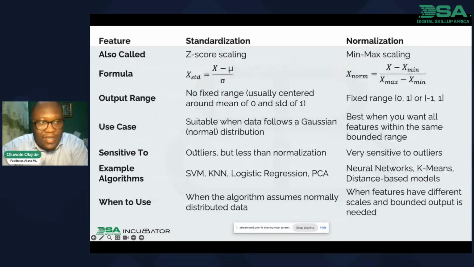The use case, I said, is suitable for when your data follows a Gaussian distribution. Then normalization, when you want all your features within the same bounded range, like I explained. What are they sensitive to? Outliers. Both of them are sensitive to outliers, but standardization is less sensitive than normalization. Normalization is so sensitive to outliers that if you are not careful, one feature will destroy your model. You just find out that your model is not fantastic.